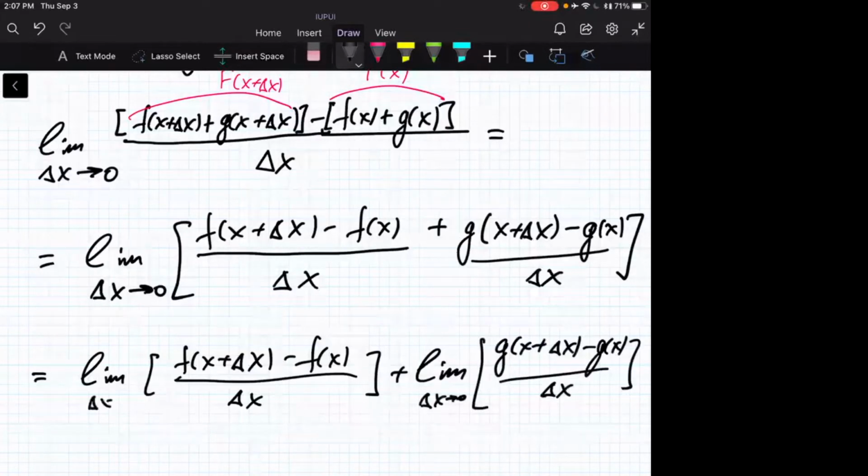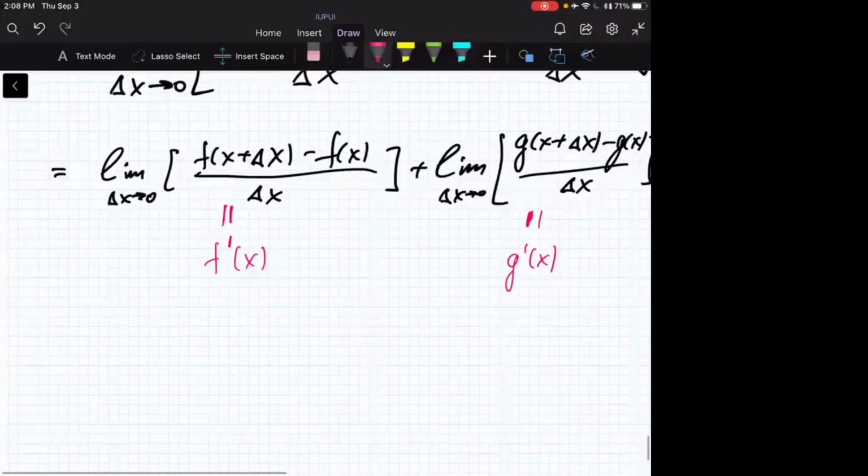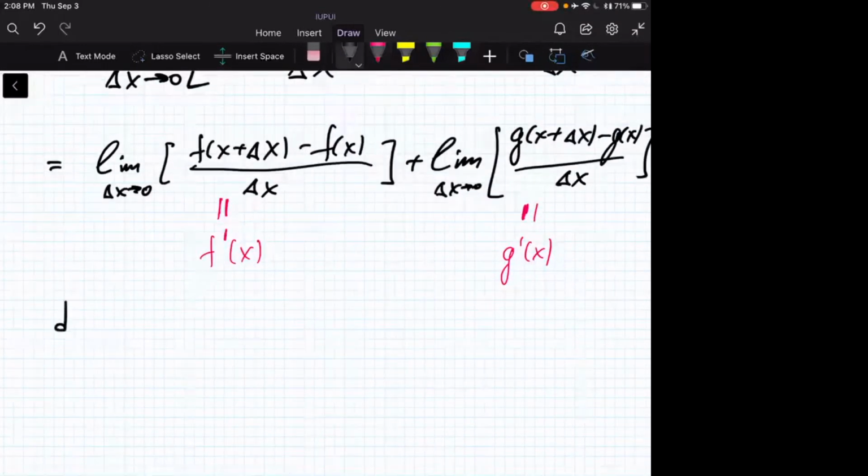When delta x goes to 0. But since my initial functions f and g are differentiable, this gives me just the derivative of f itself at point x. And so I started with the derivative of the sum, or maybe it's better to write it this way, df over dx, this is dg over dx.